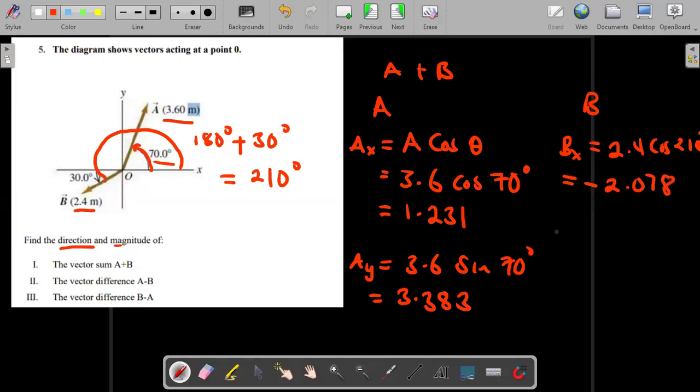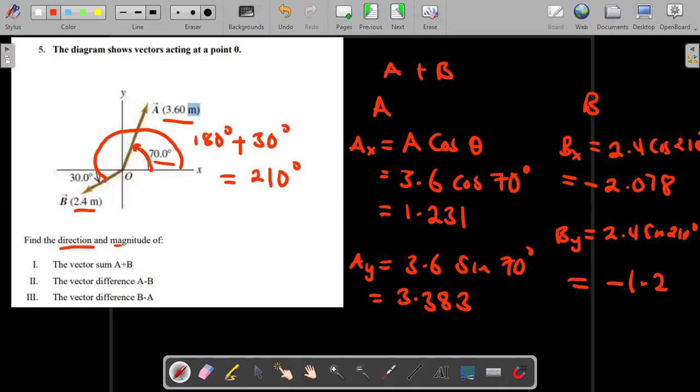Then I do the same for by. So what is it going to be? For by, I will say 2.4 sine 210 degrees. And that is going to give me negative 1.2. So this is going to give me negative 1.2. These are the components that I have.